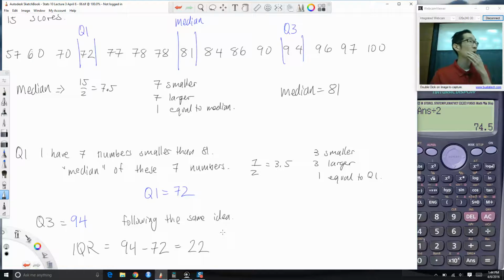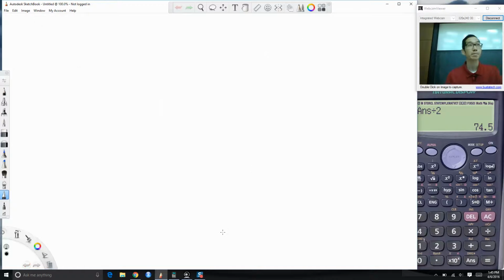Let's see. Do I need to say anything else here? Okay. All right. So we've already talked about the mean versus the median, right? So when do we? Okay. Mean versus median. Maybe I should move this in the middle.